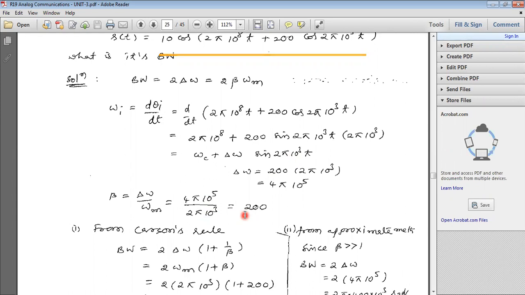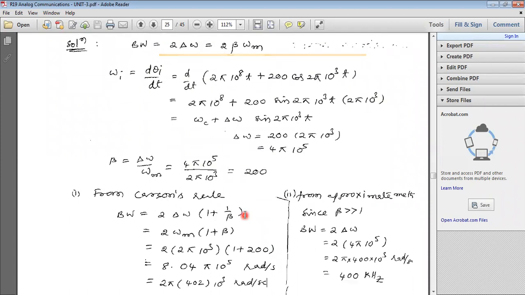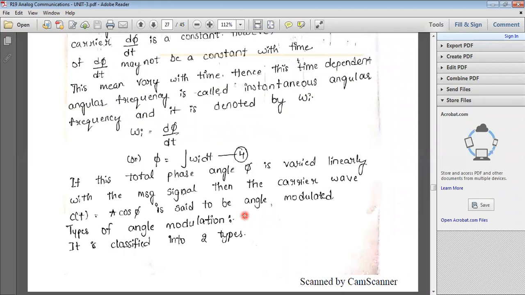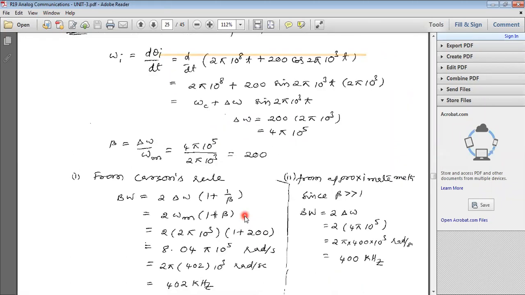Now what is our aim? Calculation of bandwidth, both for narrowband frequency modulation and wideband frequency modulation. So what is the bandwidth for wideband frequency modulation? In yesterday's class I already told you, according to Carson's rule, we have a bandwidth of 2 delta omega into 1 plus 1 by beta. So this is the bandwidth in case of wideband frequency modulation.